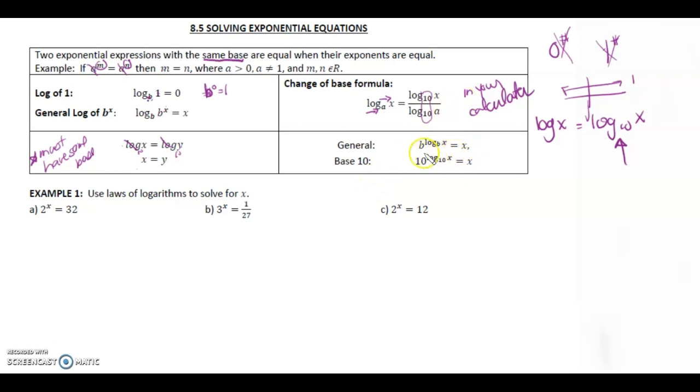And we saw this in the last lesson. b to the log base b of x equals x. Of course, this cancels out. And rewriting this with the base 10 instead of the b, 10 to the log base 10 of x equals x, this can cancel out, and we have x equals x. So just a few more logarithm laws that we're going to be working with.